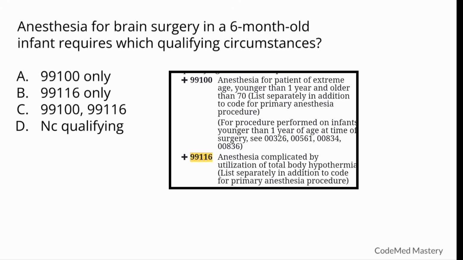Option B, 99116 is for anesthesia complicated by utilization of total body hypothermia. In the question, they have not given this, so directly eliminate option B. Coming to option C, in option C also they have given 99116, so eliminate that. Option D, NC qualifying means no qualifying circumstances. In the question, the patient is 6-month-old, which means it is a qualifying circumstance. So, option D will be wrong.